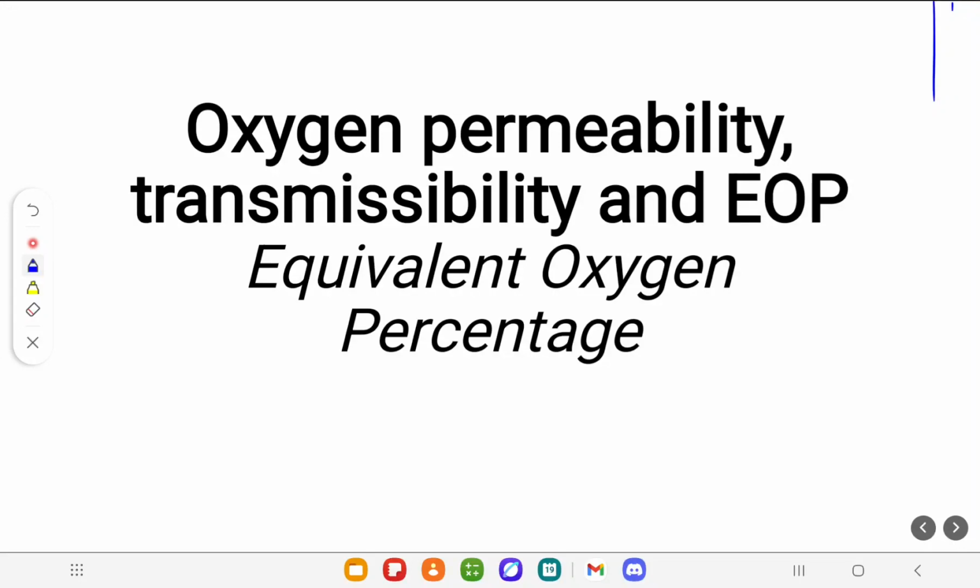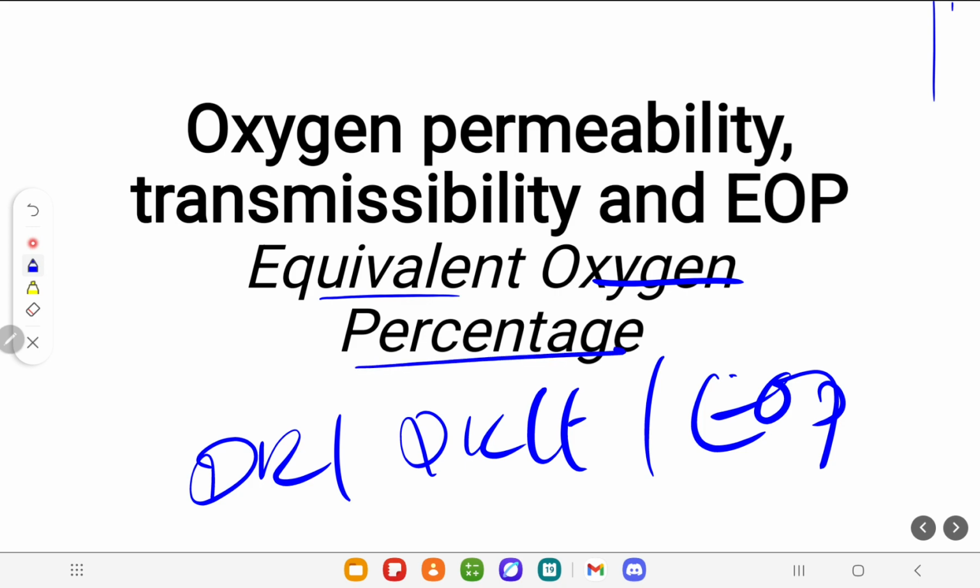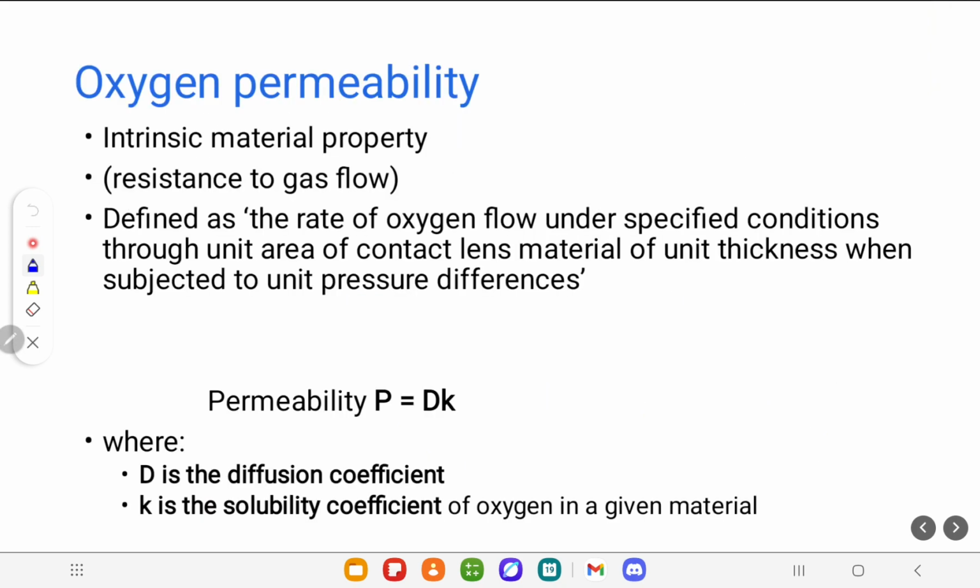Okay, as I've already told you, I am going to make one presentation on Dk, Dk by t, and definitely EOP, equivalent oxygen percentage. So let's move forward, and it's very important for you to understand this concept to your bones. So what is oxygen permeability?